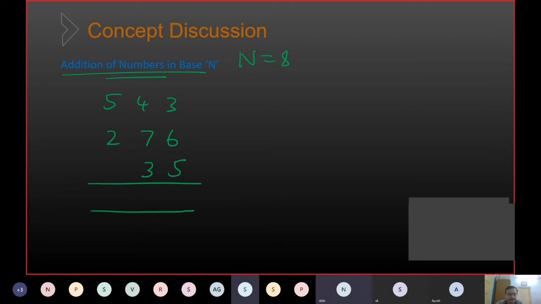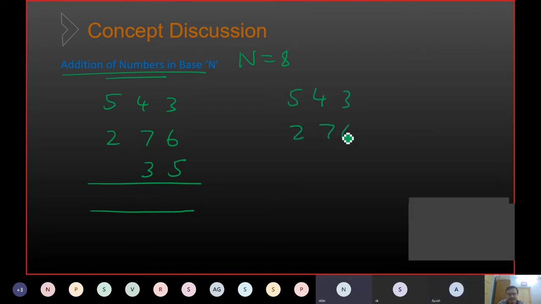Simply adding them. Okay, so how do I add? 3 plus 6 is 9 plus 5, 14. So what do I write here? 4. No, the carry will be from 8. That's correct. The carry will be 6.